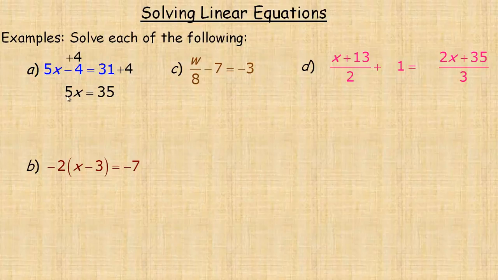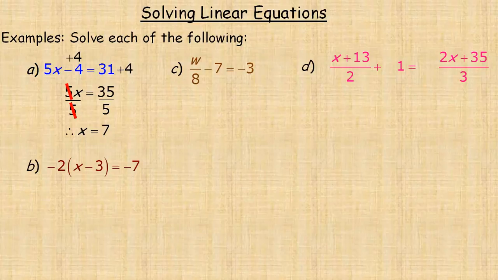Now, this means 5 times some number is 35. Well, I don't want to know what 5 times the number is. I want to know what the number is. So the opposite of multiplying that x by 5 is to divide out the 5. So we divide both sides by 5. And these 5s over here are said to divide out or cancel. 5 divided by 5 is 1, so it simplifies to x on the left here. And 35 divided by 5 is 7.